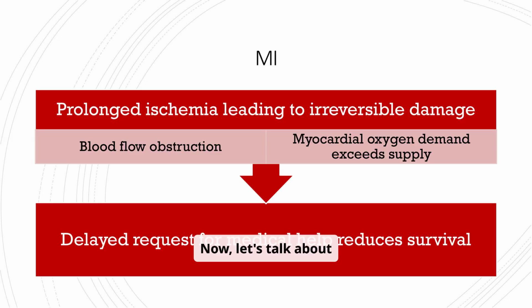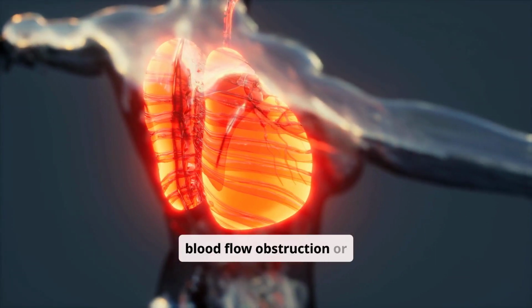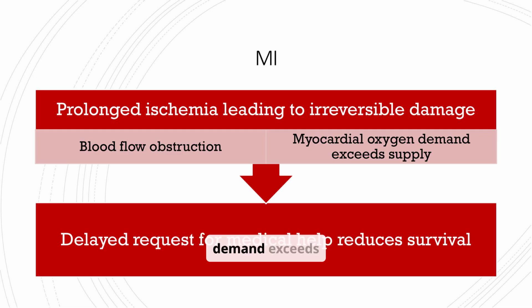Now let's talk about myocardial infarction, MI. MI results from prolonged ischemia leading to irreversible damage. This can be caused by blood flow obstruction or when myocardial oxygen demand exceeds supply. Delayed request for medical help reduces survival.